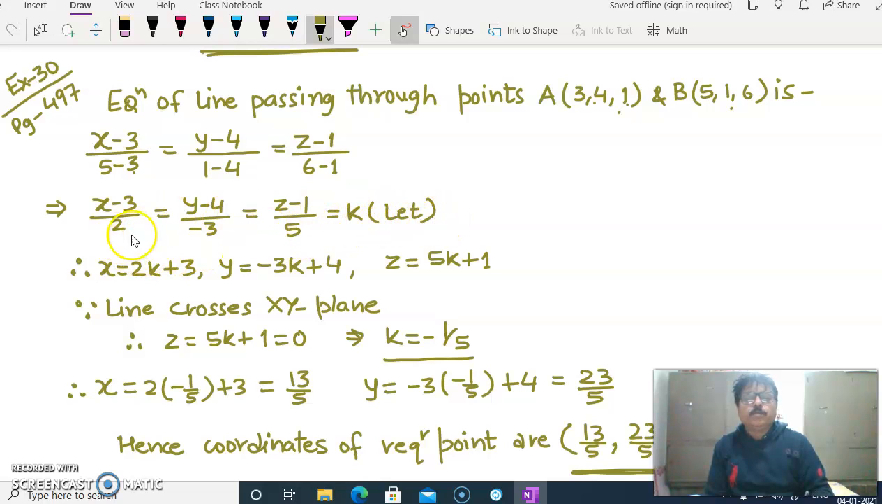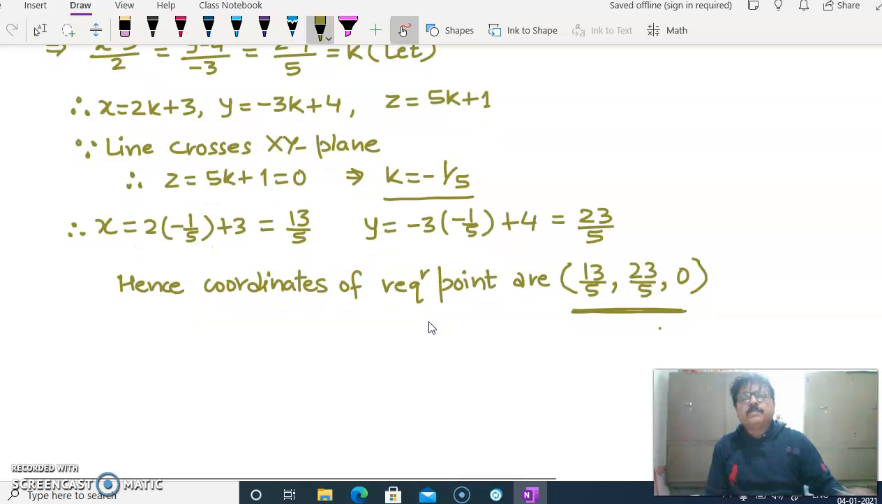The value of x will be 2k + 3, the value of y will be -3k + 4 and the value of z will be 5k + 1. Since the line is crossing the xy plane at a given point, the value of z will be 0. So 5k + 1 = 0 and the value of k is -1/5. So the value of x will be 2 into -1/5 plus 3, which is 13/5, and the value of y will be -3 into -1/5 plus 4, which is 23/5. So the coordinates of the required point are (13/5, 23/5, 0).